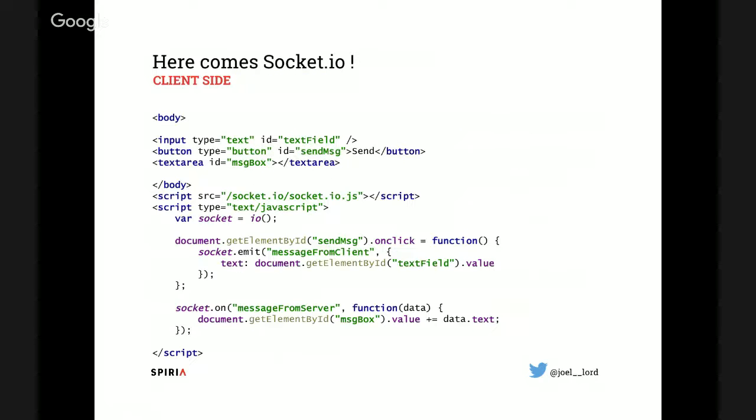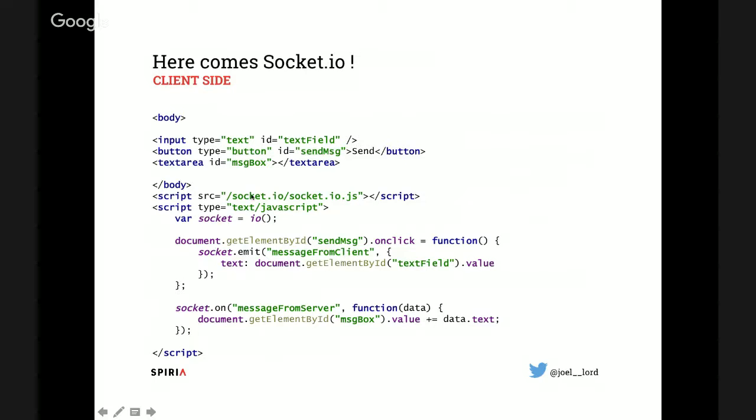So here's a full example. This is the client side for my Socket.io application, which is, in this case, a very basic chat client. Like I said, chat clients are the hello world of WebSockets. So let's go quickly through that code line by line. I have my body, so it's an HTML page. I have a text field, which is a text input. I have a button, and I give it an ID. And then I have a big message box, which is a text area.